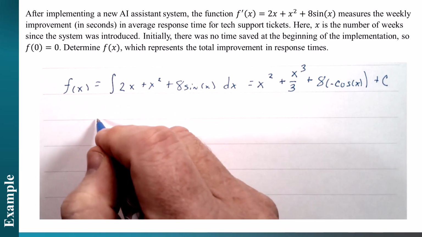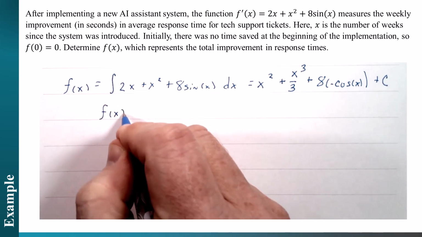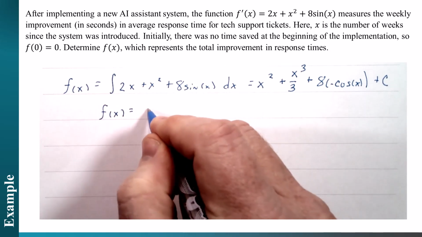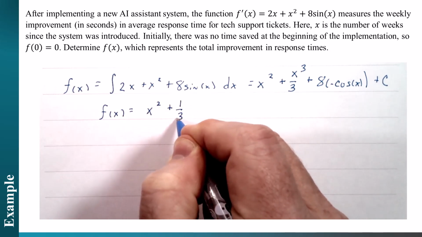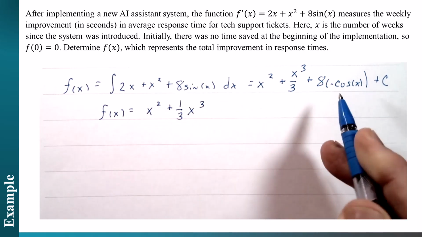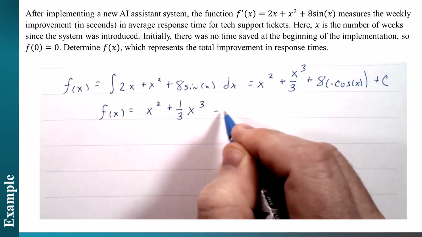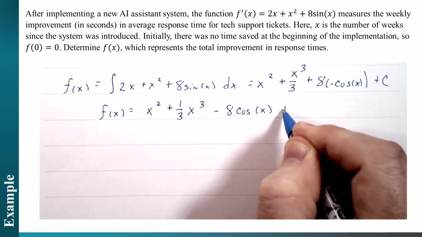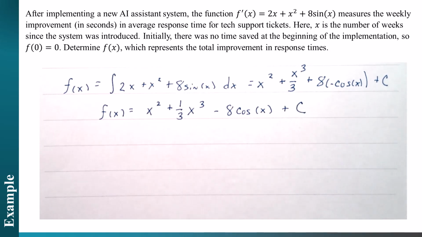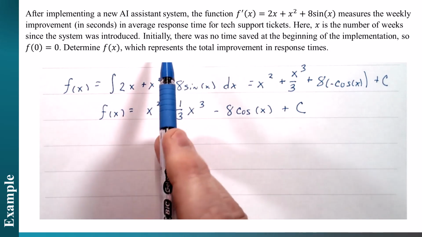Okay, so maybe we can clean that up a little bit. f of x is equal to x squared plus, I'm going to write this as 1/3 x cubed, minus 8 cosine of x plus c. So I've got the general antiderivative here. But what I want is the specific antiderivative. So I'm going to use this extra information that I have.